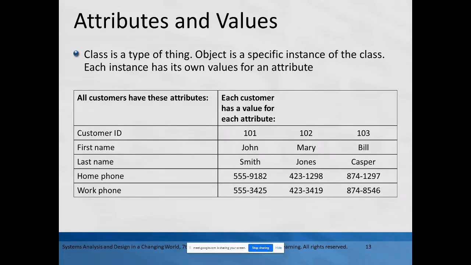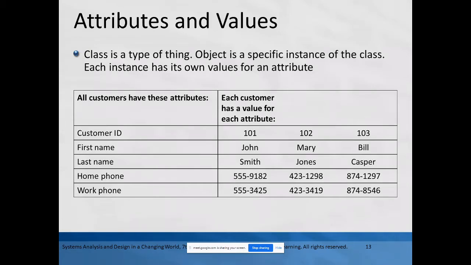So a class is a type of thing, and an object is an instance of that class. To replace the terminology with the database terminology, you could say an entity is a type of thing, and a tuple is a specific instance of the entity. And a tuple is just a fancy word for a row, or an instantiation, an instance. It's that thing come to life.